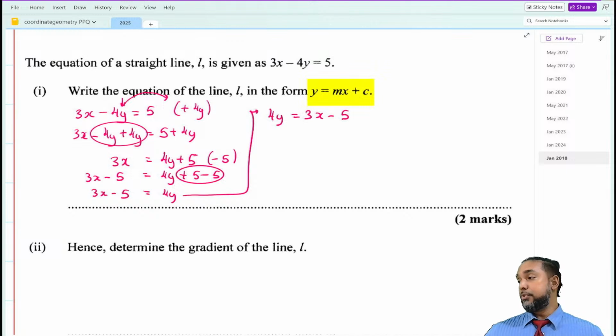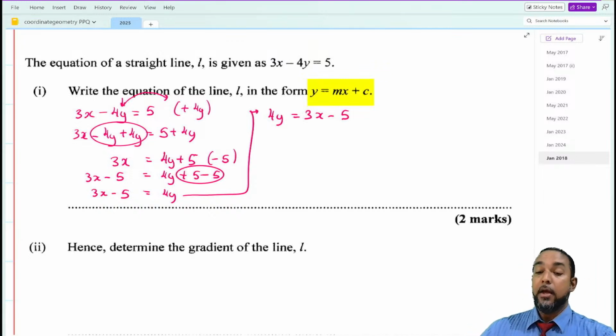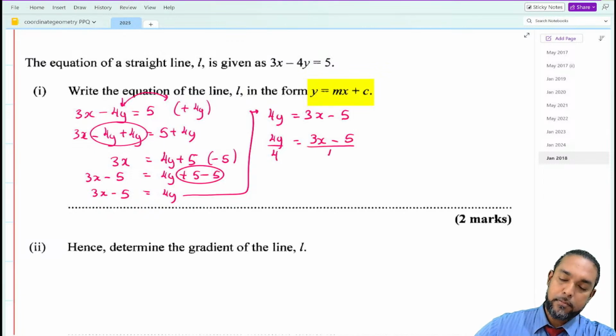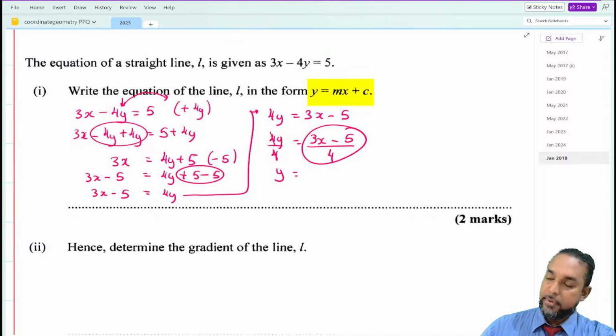And the last thing to do is to remove the 4. How is the 4 attached to the y? What operation? Multiplication. How do we remove something from multiplication? We use the opposite operation, which is division. So we could divide by 4, again on both sides of the equation. Now 4 will cancel with 4, leaving us with y. But how do we deal with that particular item here?